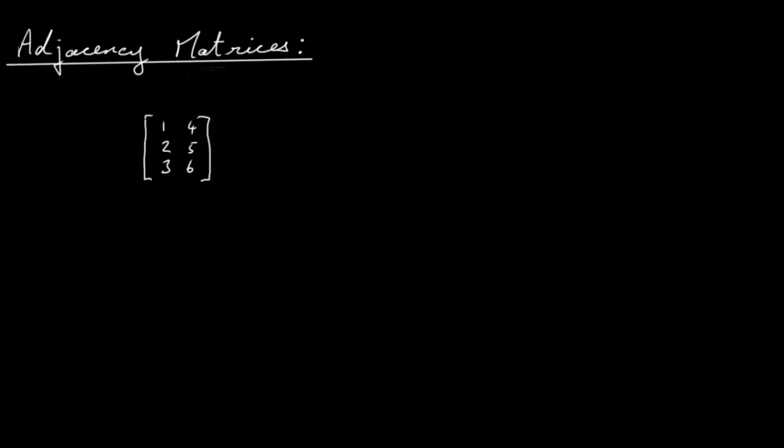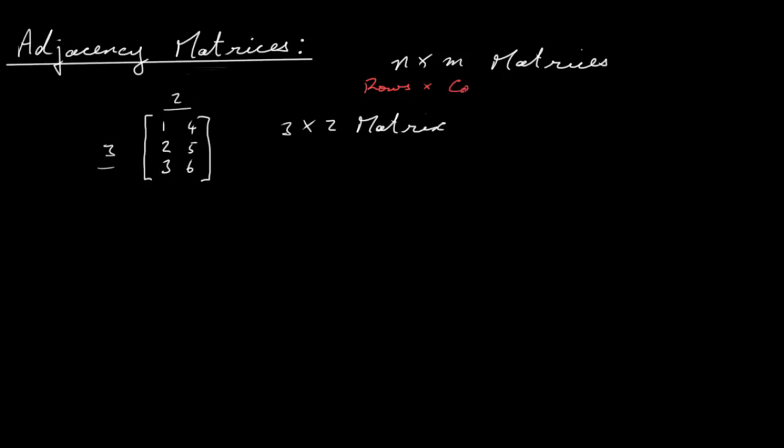And you can see here we've got three rows along this way, and we've got two columns along this way. So this would be a 3 by 2 matrix. Generally matrices are defined as n by m matrices, where the n will give you the number of rows and the m will give you the number of columns.